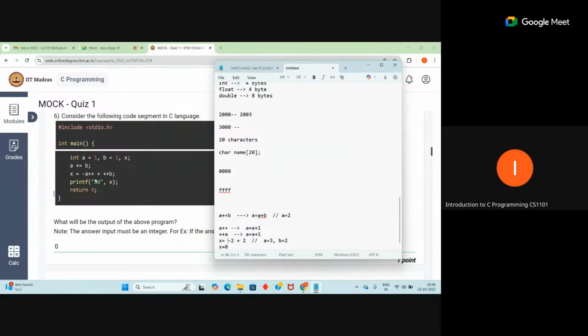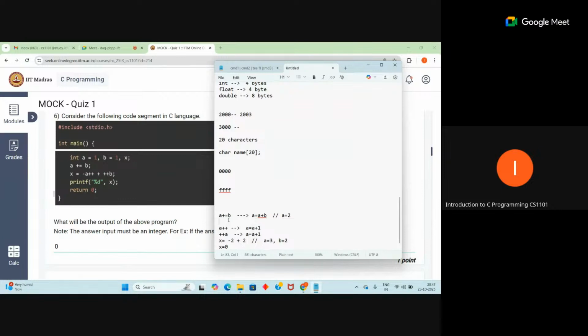Which one are you asking about, ma'am? After initializing A equals 1, B equals 1, then the next statement. Yes, that one. This is a shorthand notation, we say. The meaning of this is A equal to A plus B. When you have the same operand on both sides of the equal sign, instead of writing it twice, we write it like this. So this is called a shorthand notation. The meaning of this is A equal to A plus B.